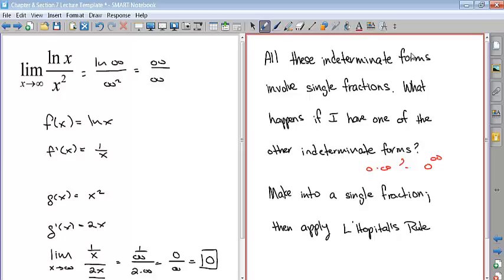So all of these indeterminate forms involve single fractions. What happens if I have one of the other indeterminate forms, like 0 times infinity or 0 to the infinite power? Well, what you can do is you can take this product and make it into a quotient by taking the reciprocal of one of these terms. And then it becomes either infinity over infinity or 0 over 0.